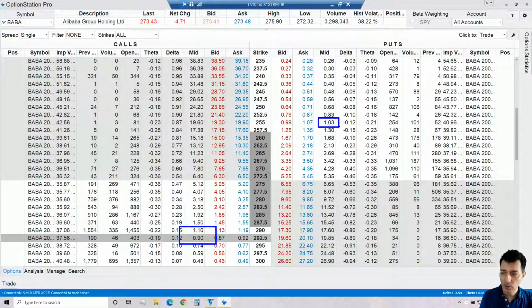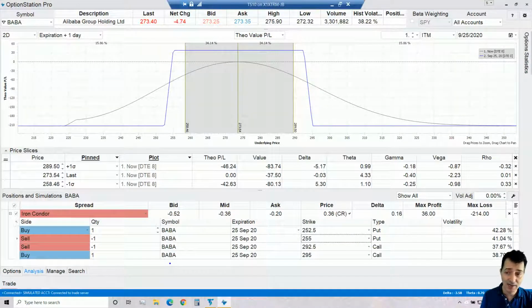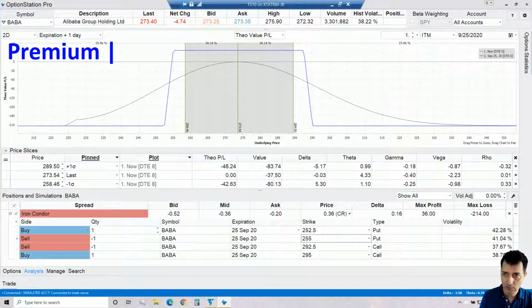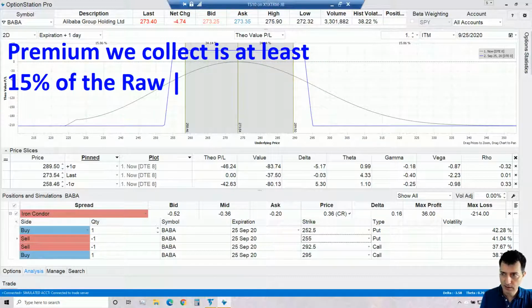And this is valid. Why? Because one of our rules is that when we sell an option contract, we want to collect a minimum of 35 cents. That's more than 35, it's $1.03 or 90 cents. So that first rule is met. Once this first rule is met, this opens the door to check the second and last rule, which I mentioned earlier, which is that the premium we collect is at least 15% of the raw risk.